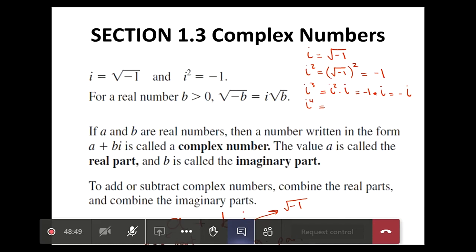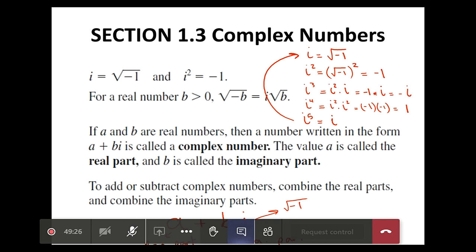i to the power 4, what's the value of i to the power 4? One, not i, 1. Why? This is i square multiply i square. Negative 1 multiply negative 1, this is equal to 1. i to the power 5 returns to i. i to the power 6 is the same as i square. i to the power 7 is the same as i to the power 3, and so on.